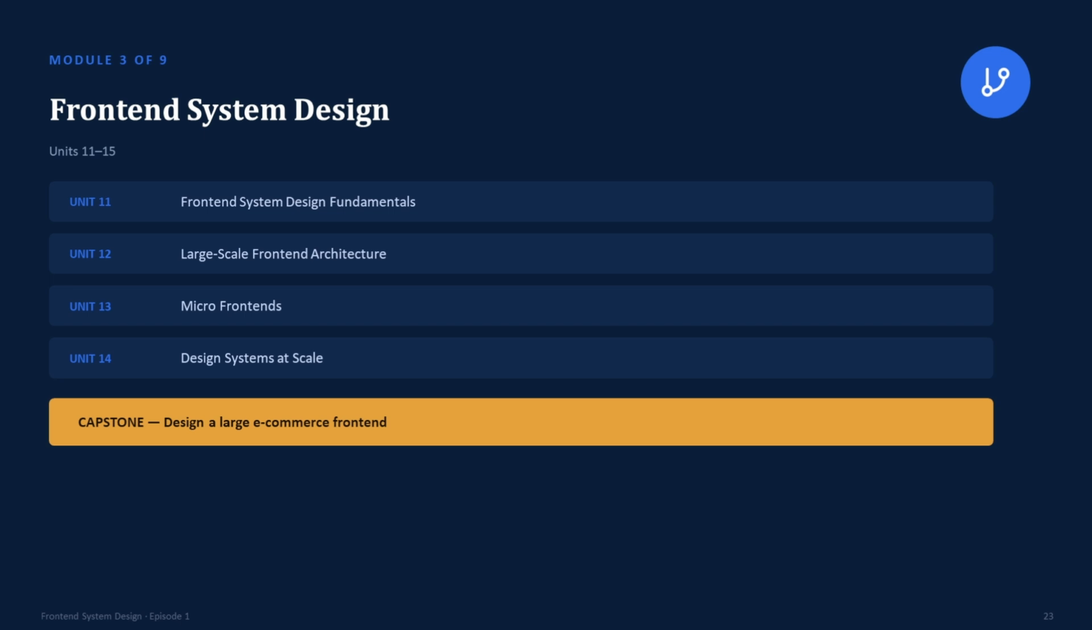So in module 3, guys, I will show you front-end system design. From here, basically, the intermediate and advanced level is starting. So here also there are 4 units.